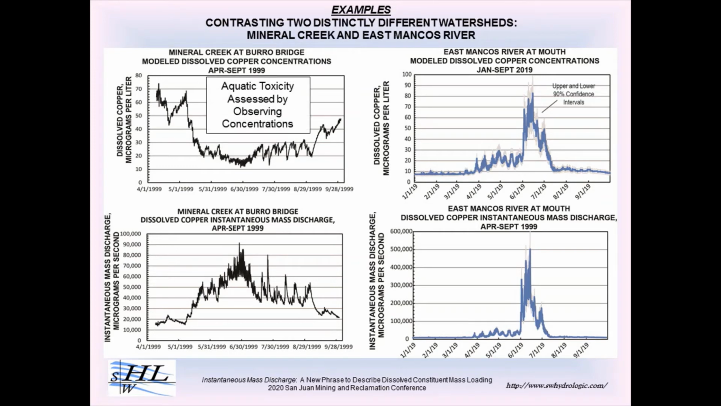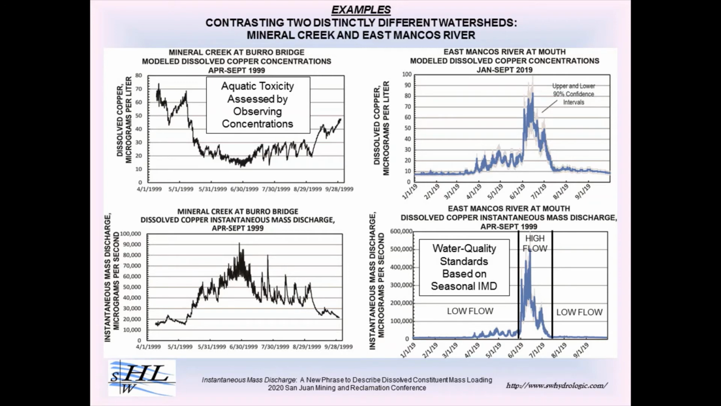So aquatic toxicity can be assessed by doing these models and looking at concentrations. Can your fish survive in this concentration here during snowmelt runoff? Can fish survive in this copper concentration during runoff? Water quality standards can be established based on seasonal IMD. Where in the East Mancos there's at least 2 seasons, probably 3. But here I'm showing low flow and high flow. It is currently not that way. It's one standard for the entire year.